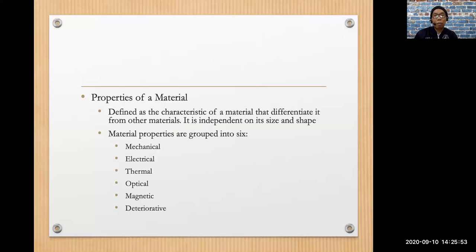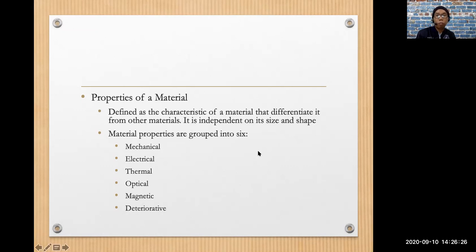So, little by little, we were able to have a good understanding of some of the parameters that we use in engineering. Okay? Properties of a material. These are grouped into 6. May mechanical properties, electrical, thermal, optical, magnetic, and deteriorative properties. So, this is defined as the characteristic of material that differentiate it from other materials.